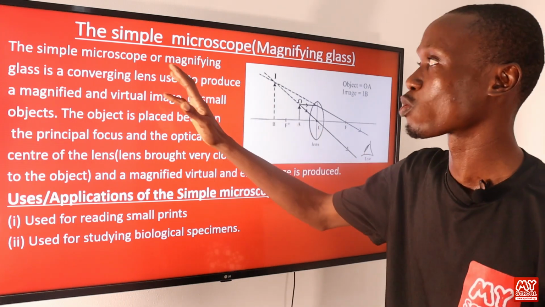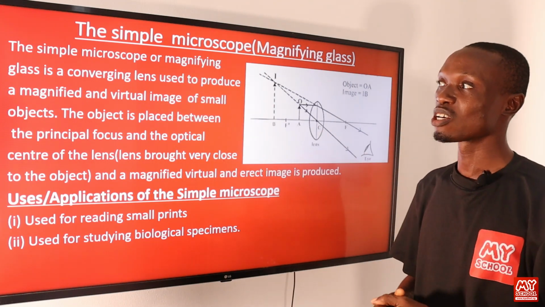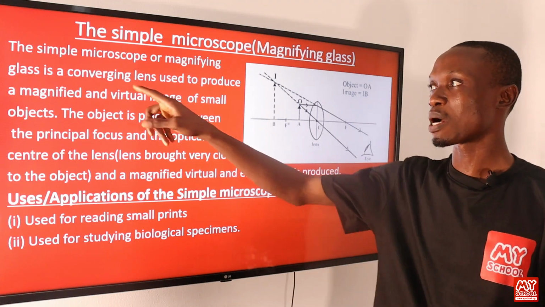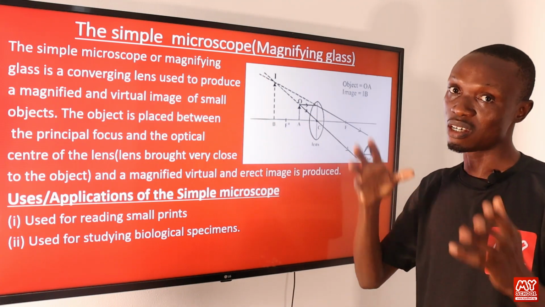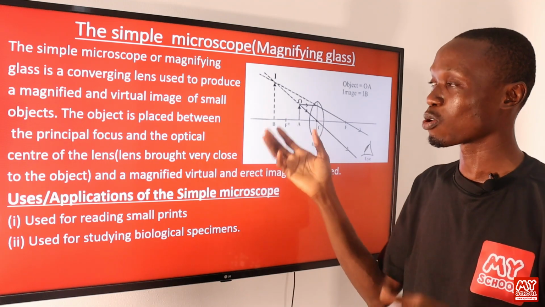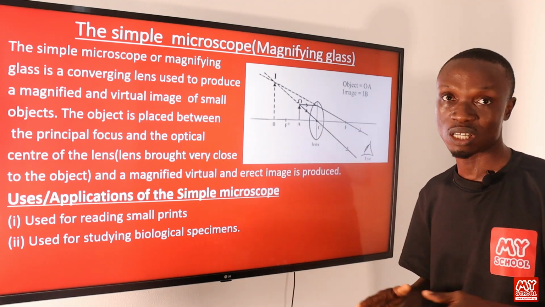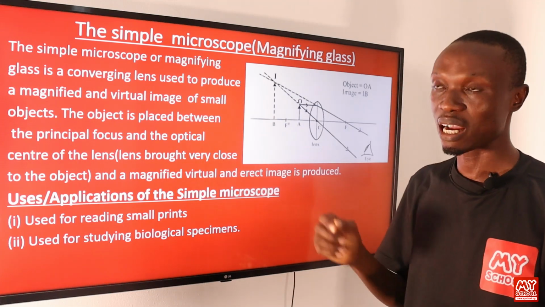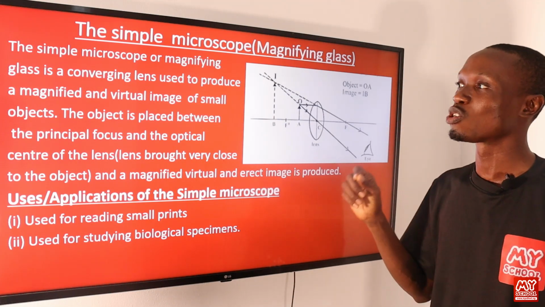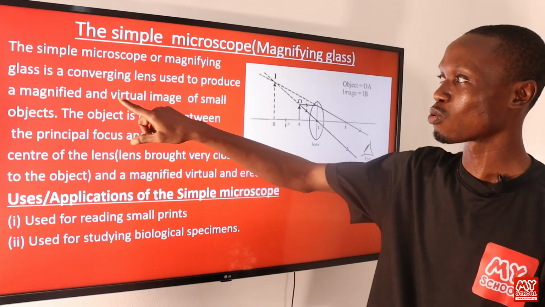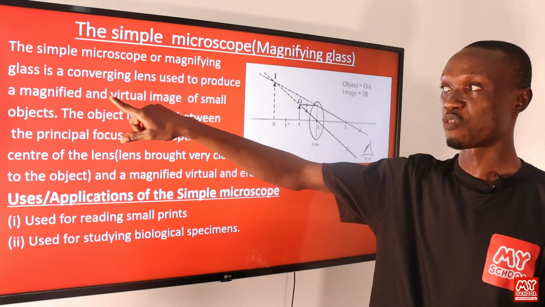The simple microscope or magnifying glass is a converging lens. Remember that another word for converging lens is convex lens, and both are used interchangeably. So the simple microscope is a converging lens used to produce a magnified and virtual image of small objects. Also take note of the type of image formed: virtual.